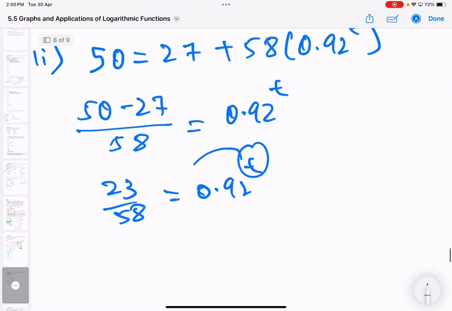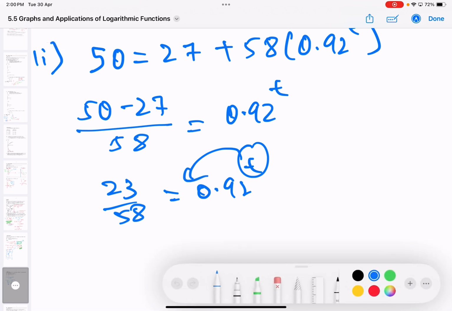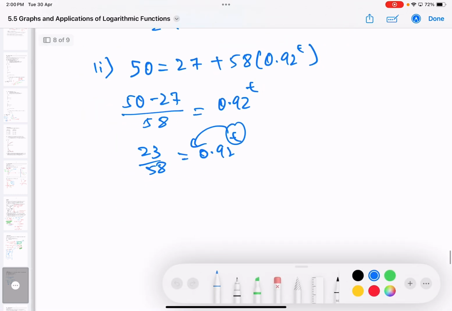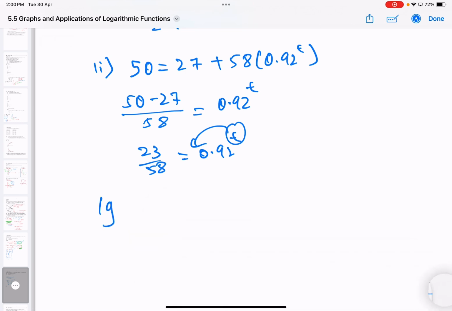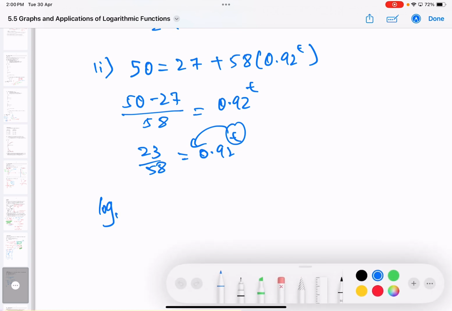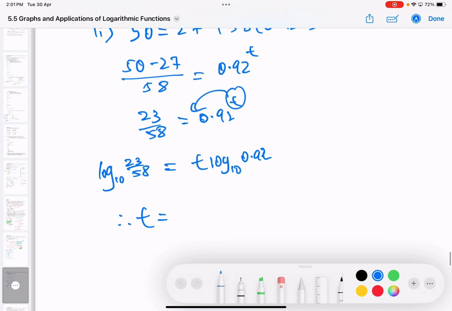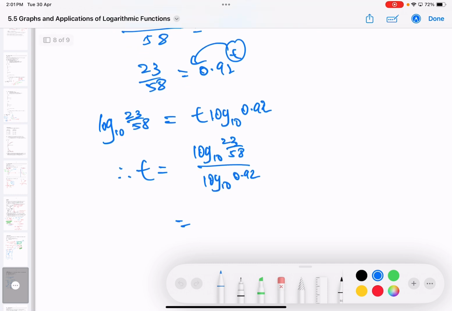If you want to get this down, you need to log both sides. So your strategy is to have log base 10 on both sides, equals log base 10 of 0.92. If you have that, then this T can be brought down. So therefore, T equals log base 10 of 23 over 58 divided by log base 10 of 0.92. You enter it into your calculator.